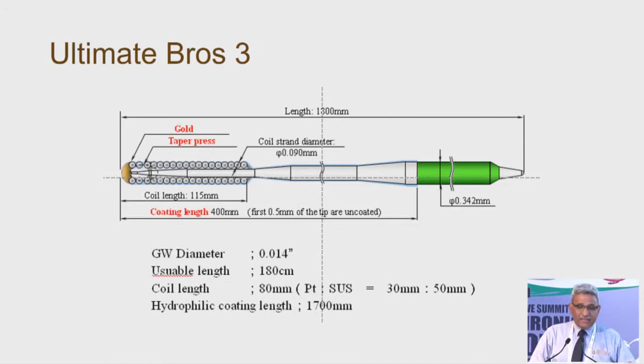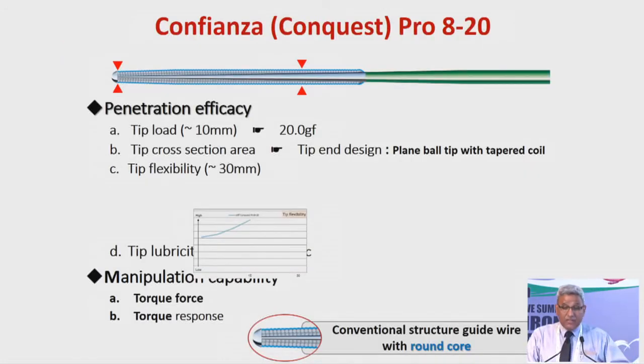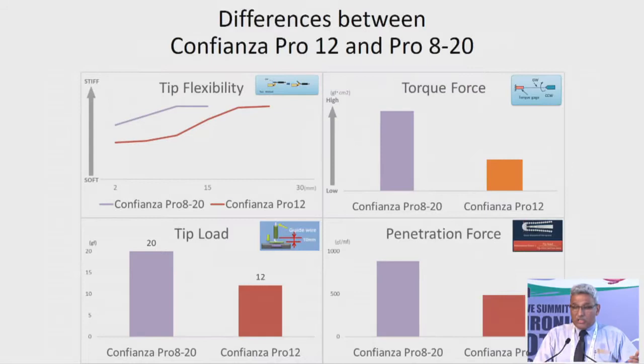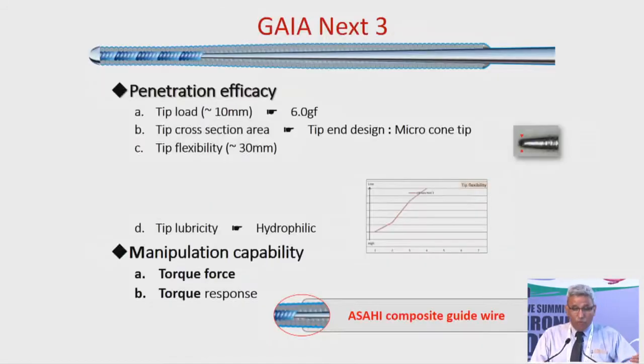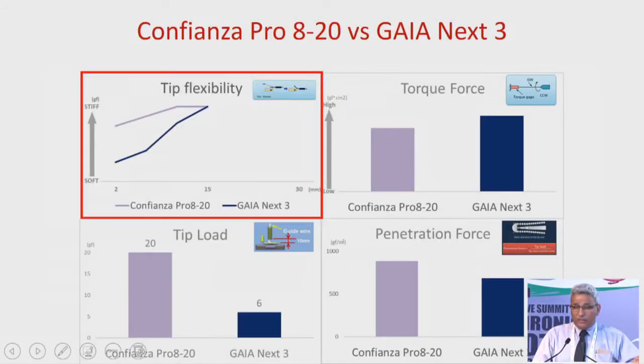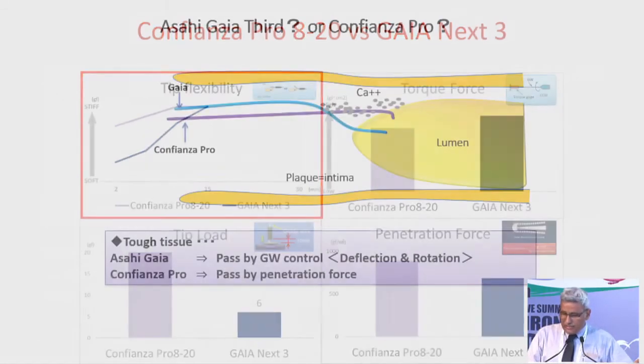So the newer wires include the Ultimate Brothers wire, which is probably the new Miracle 3. We also have higher tip load wires like the Conquest Pro 820, which has a greater tip load and penetration force. We have the Gaia Next, which is now again a composite core guide wire, which has certain definite advantages over the Confianza and over the Gaia Third. We can compare these wires and use them appropriately as the circumstances arise.